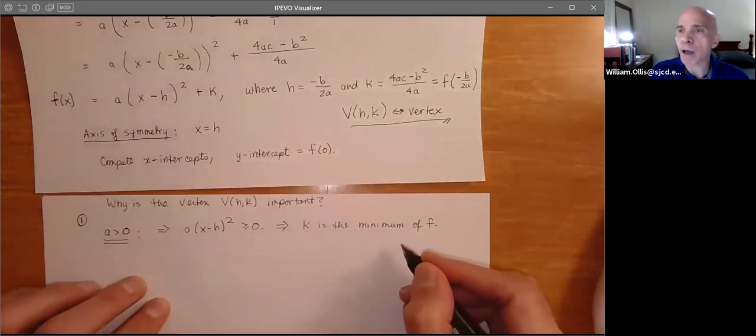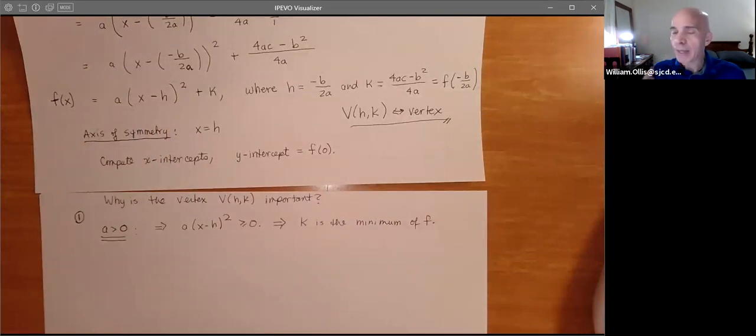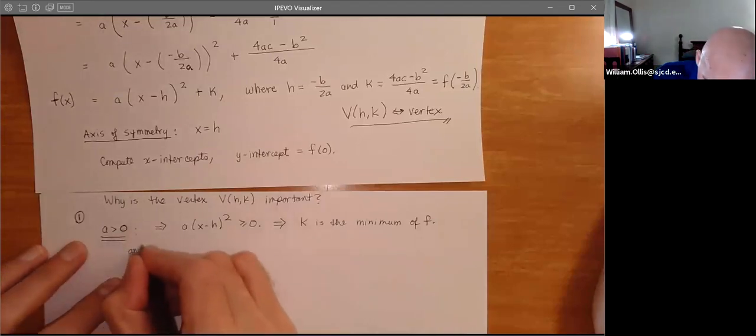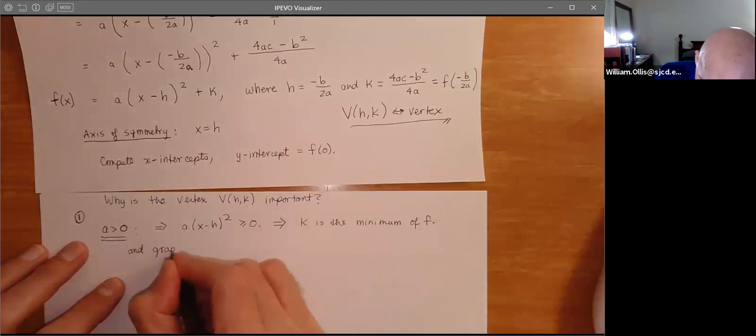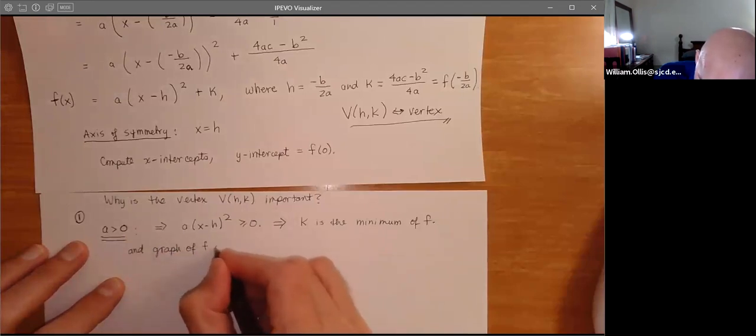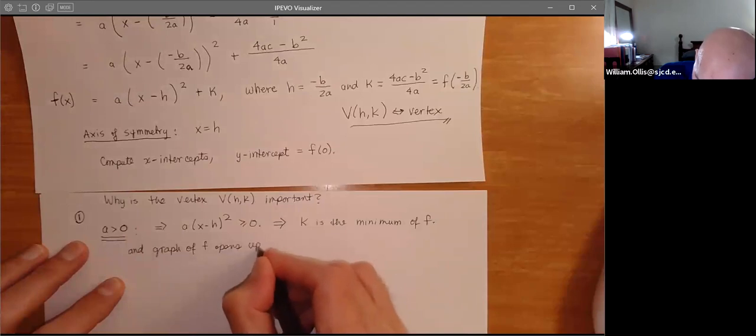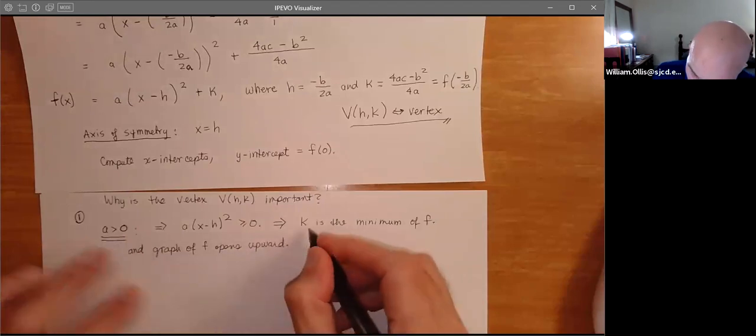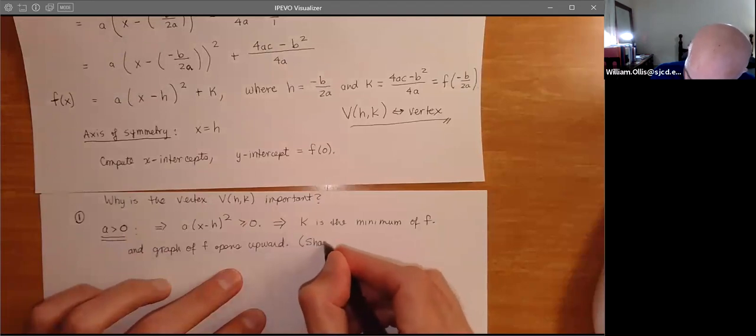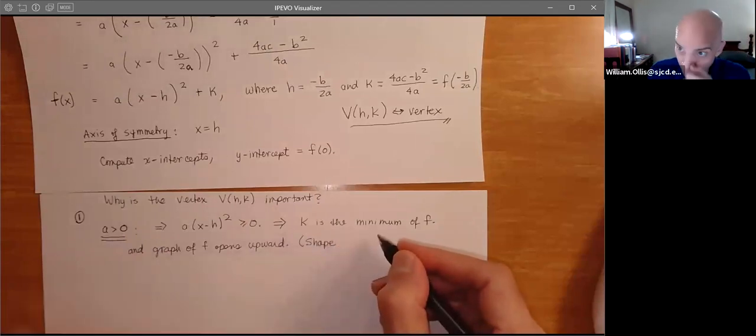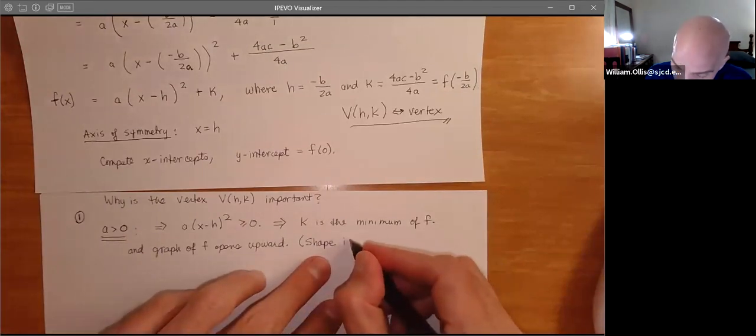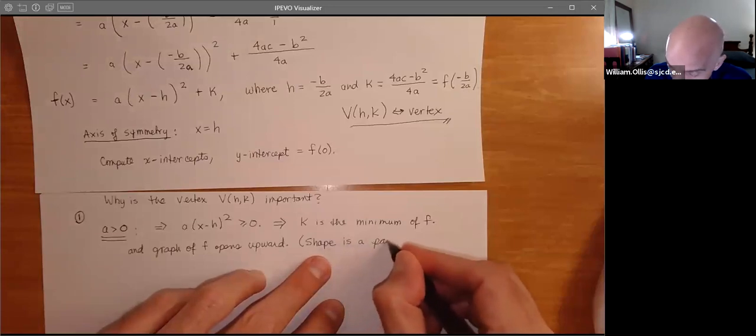And then you might be saying, oh, I get it. So if k is the minimum, then the vertex defines that point where the minimum occurs, and then the graph must open upward. So, graph of f opens upward. And the shape, this is where we have to rely on the fact that we do conic sections later when we define a parabola. Shape is a parabola.